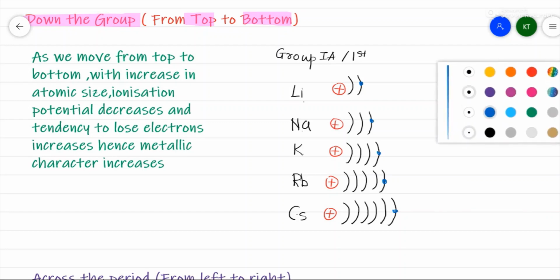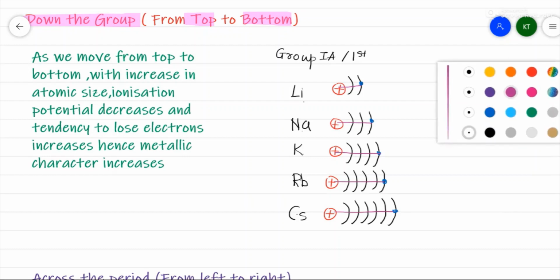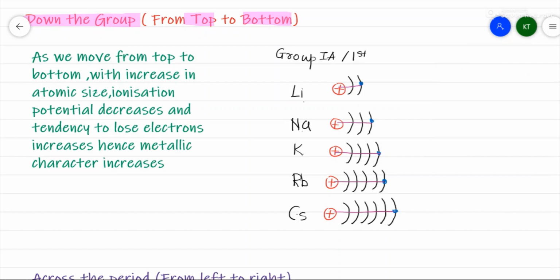Okay. Then let me draw the atomic radius. So this is the atomic radius I am drawing. Now as you can see here, as I move from top to bottom, the atomic size increases because electrons are added in a new shell. Lithium has got 2 shells, sodium has got 3 shells. Every time the number of shells goes on increasing. As the number of shells increases, the last electron will be loosely held. So the ionization potential will decrease to remove that electron.